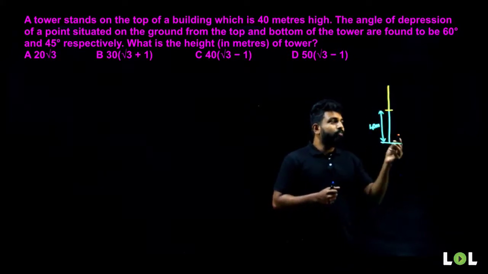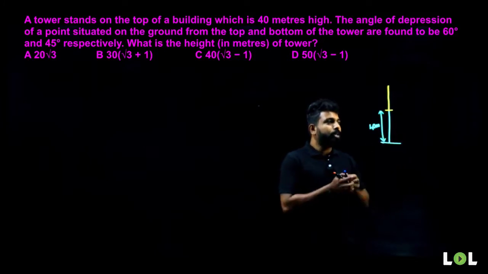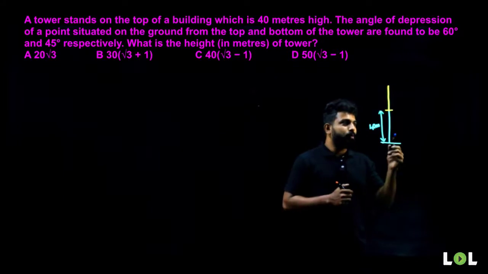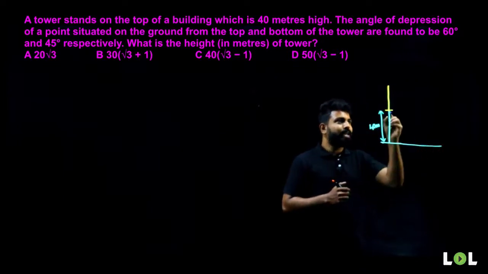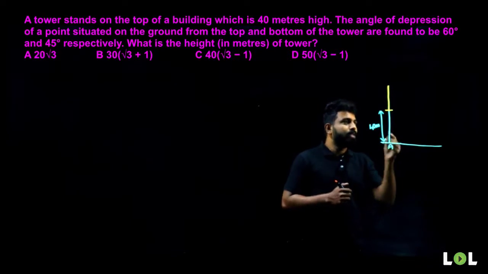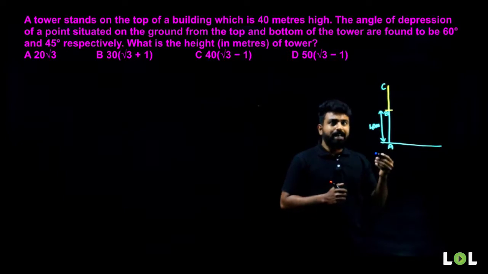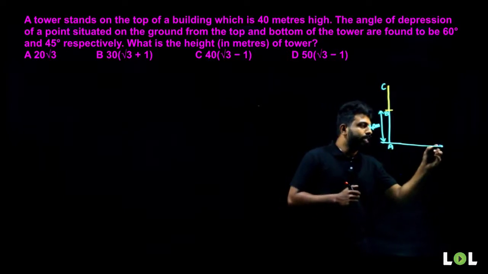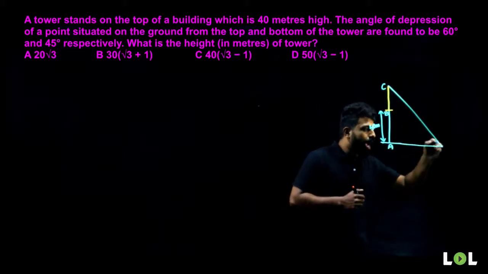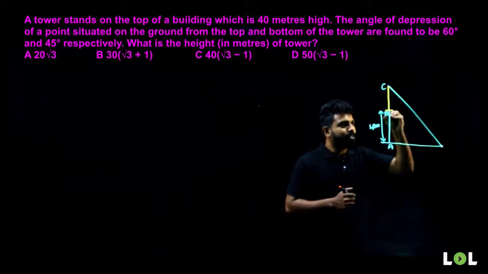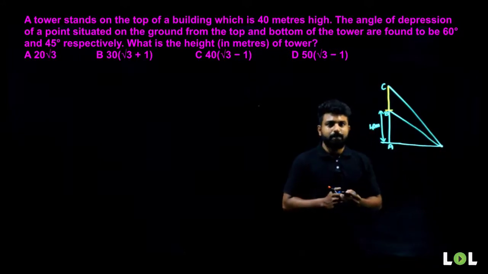So the angles of depression of a point situated on the ground, from the top and the bottom of the tower, were found to be 60 and 45 degrees. So there is one point here. I'll consider this point as A, this point as B, this point as C. Now they're telling that to this point, the angles of depression from the top of the tower and from the bottom of the tower are 60 and 45 degrees respectively.